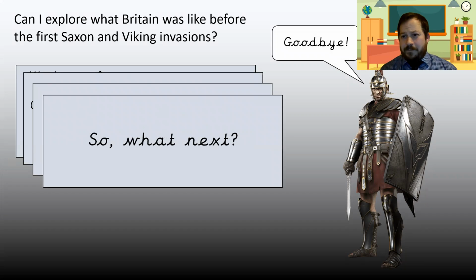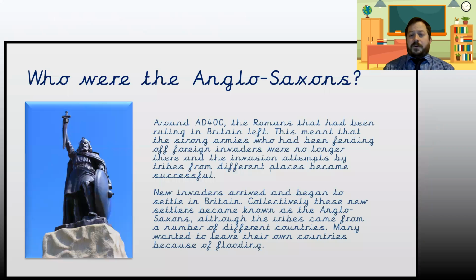So what happened then? All these people that had ruled the land, that had been governors of different parts of Britain, suddenly leave. And that leaves something. Or does it leave nothing? We'll come back to that in a minute. First, look at who the Anglo Saxons were.